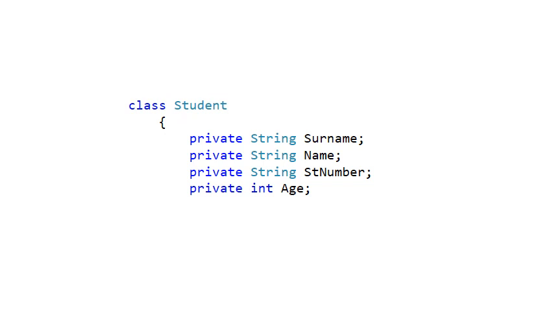This video will show you the basic technical aspects when reading and writing to text files. For example, we will be using class student. So for each student you'll have a surname, a name, a student number and an age.